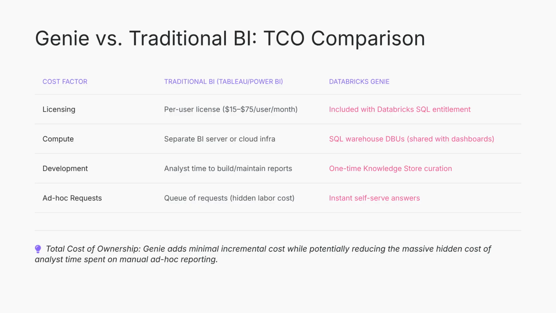Let's compare. Traditional BI tools? You're paying $15 to $75 per user per month just for viewer licenses, plus separate servers, plus tons of analyst time building and maintaining reports. With Genie, no per-user licensing. Compute is shared with your existing SQL warehouses. One-time knowledge store curation instead of endless report building. Instant self-service instead of analyst backlogs. Result? Genie usually adds minimal incremental cost while slashing the hidden cost of all that manual ad hoc work.